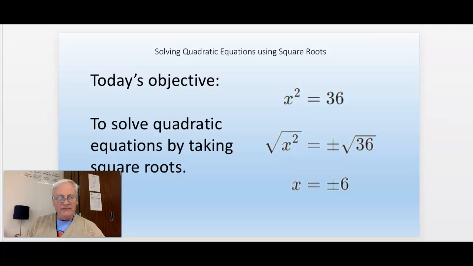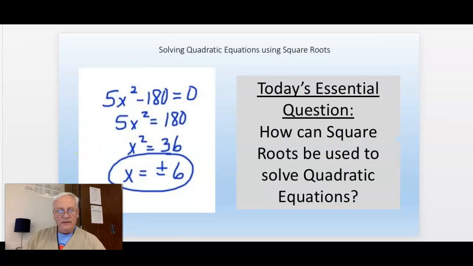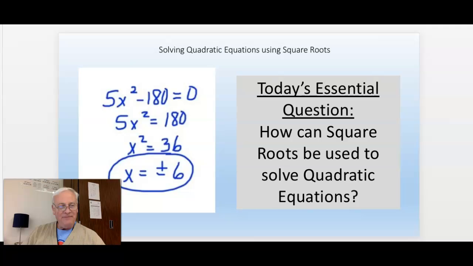In today's objective, solve quadratic equations by taking square roots. See, it has two sides, it has a plus and a minus. The essential question: how can square roots be used to solve quadratic equations?